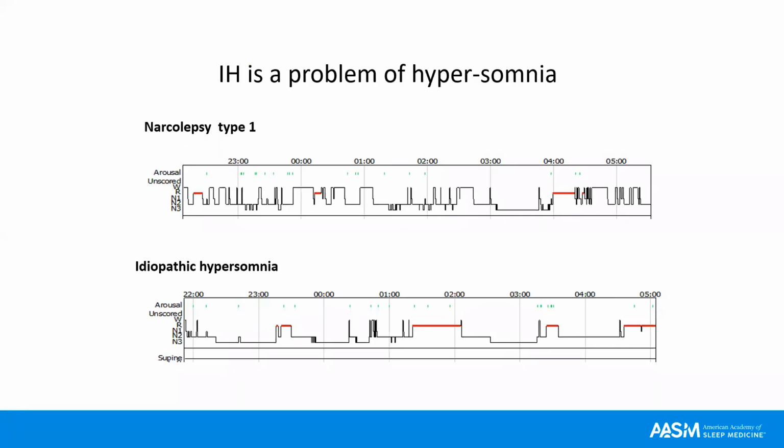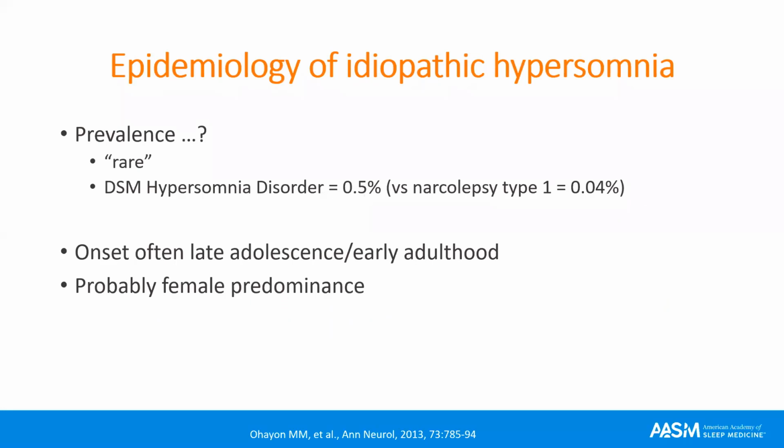Unlike narcolepsy type 1, which is a problem of state control, idiopathic hypersomnia is really a problem of hypersomnia. These are people who sleep well or better than normal, sufficient duration or long, and are sleepy despite that. We really don't know the prevalence. It is classically taught to be rare.